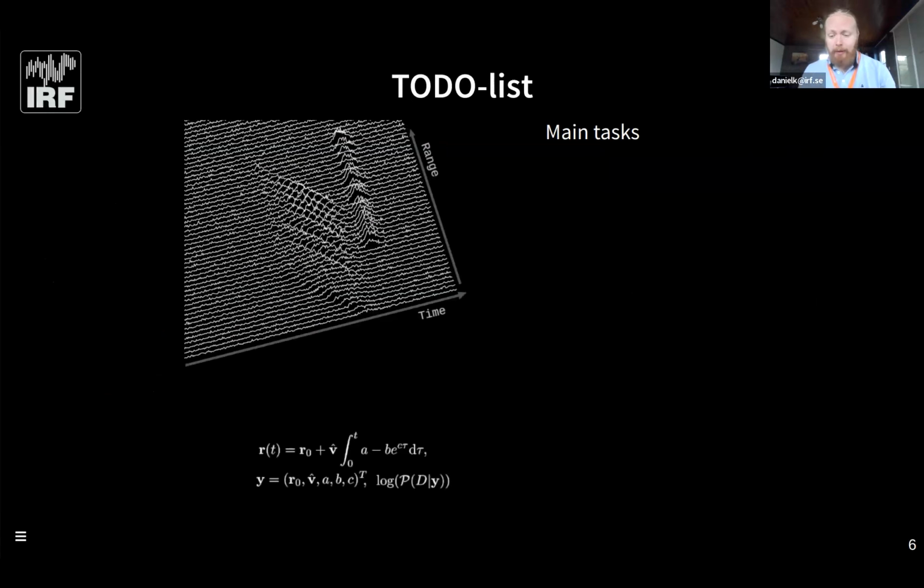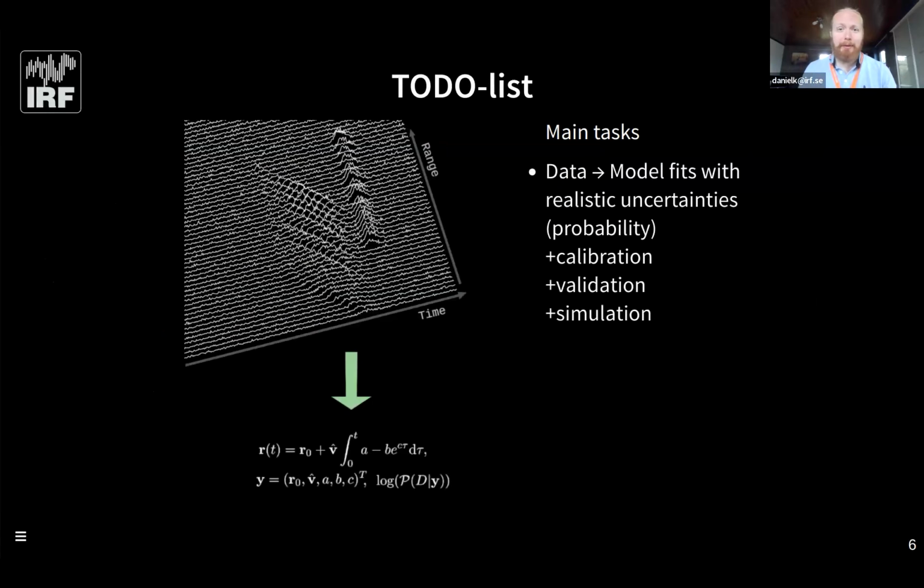To get to that goal, I had a small to-do list of one task, which is to go from data to model fits with realistic uncertainties as probability distributions, and then add in proper calibration, validation, and simulations. That's just one item, and it took a while. Of course, to do the other parts of the scenario, there are more things to do. So far, I've only gotten to this measurements part. This is future me's problem, these three dots here.